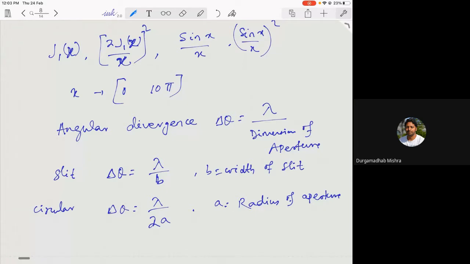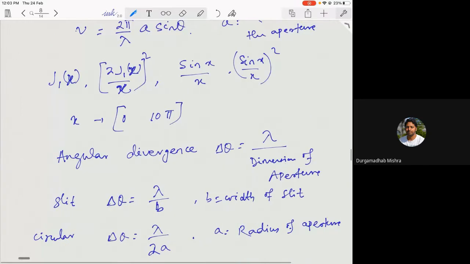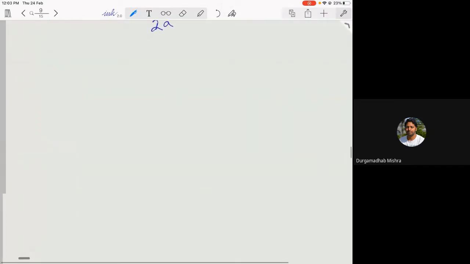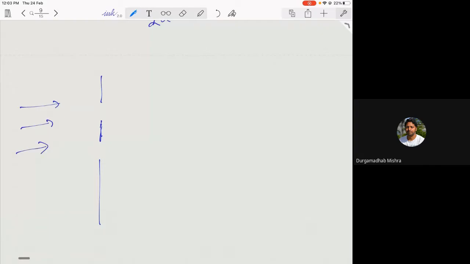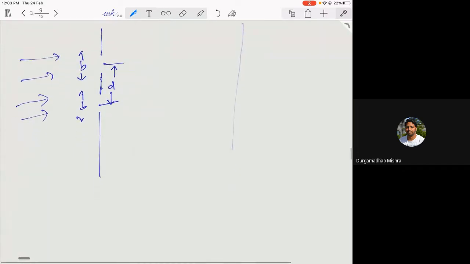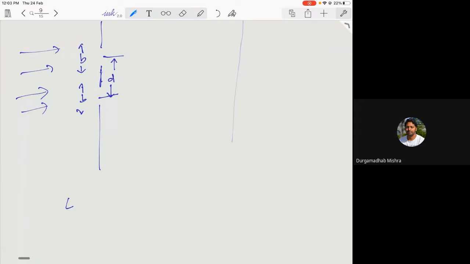Okay, so now instead of taking one slit, let's put two slits and see what happens with respect to the diffraction. Now I have two slits similar to the double slit experiment, but now we are talking in terms of diffraction. Both have the same slit width, and the distance between them is d. We want to see what the diffraction pattern is and what the difference is. Let's say this is slit A, this is slit B.